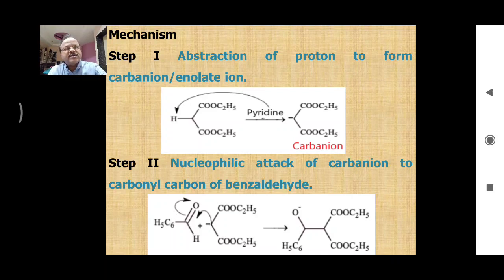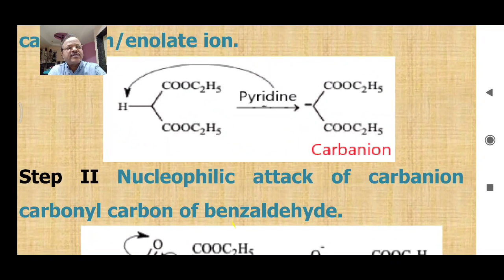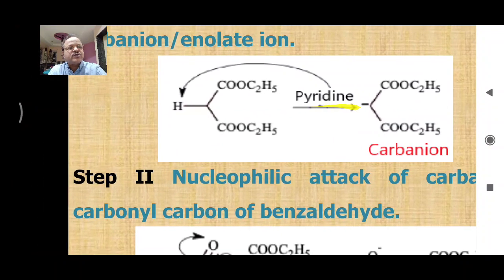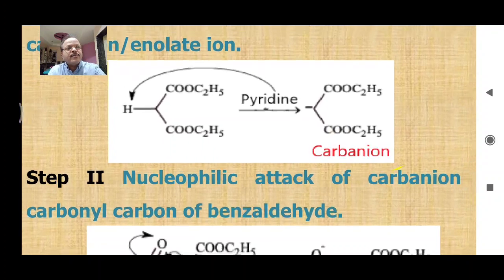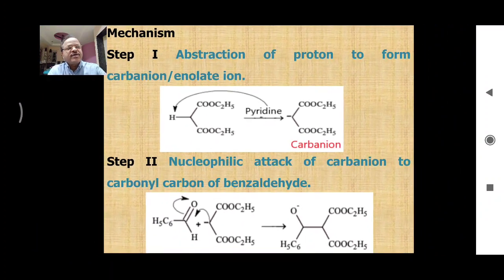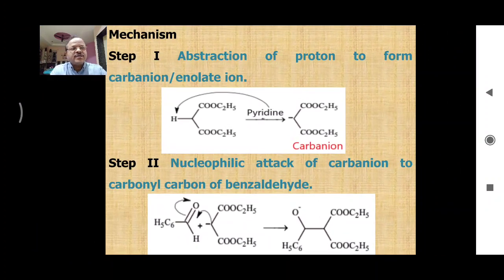As a result, this carbon acquires a negative charge, which is shown here, and this species is called a carbanion. This is the carbanion. Now this is the first step, that is formation of carbanion, which is also called enolate ion.